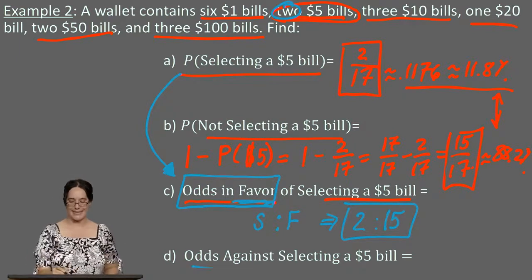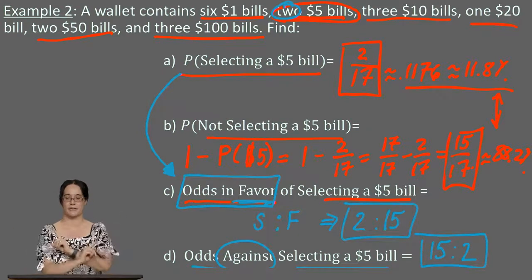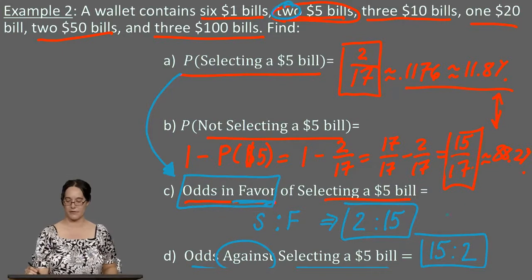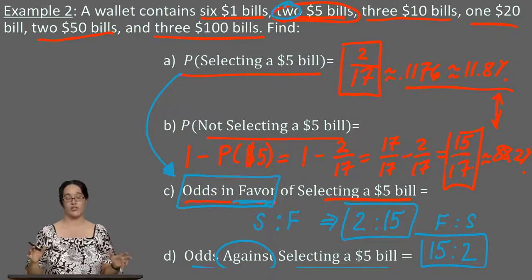What about the odds against selecting that $5 bill? That should be the easiest problem on the whole slide. What did you say? 15 to 2 is correct. It's simply flipped. So instead of success to failure, you look for failure to success. 15 ways to fail, 2 ways to succeed. All right. Once you think you understand how we've done odds so far, join me on the next slide and let's do some more complicated things.